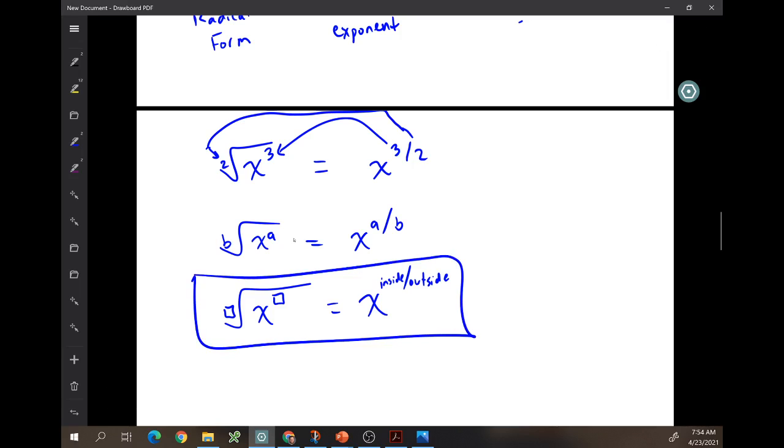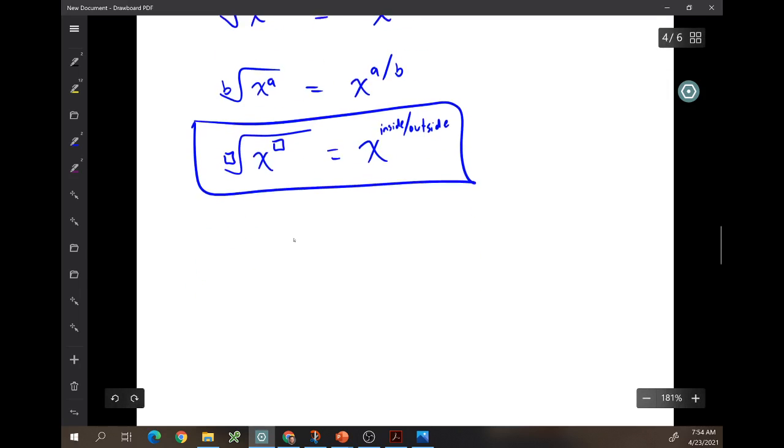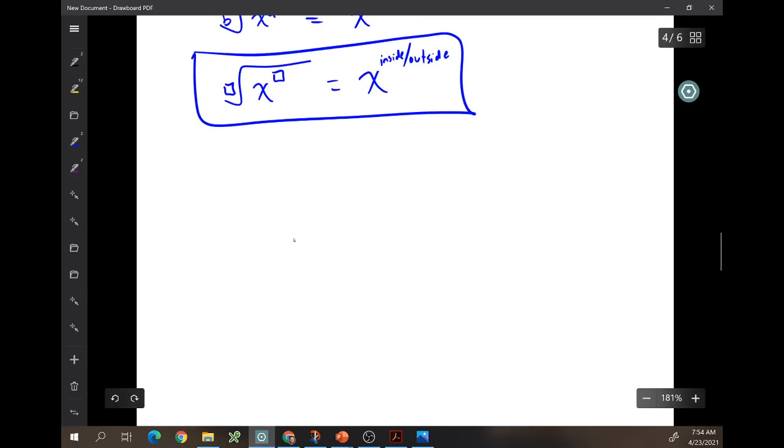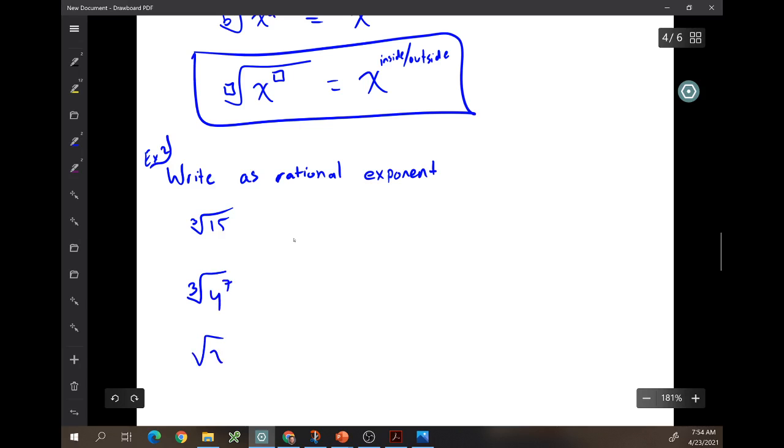And you can convert it either way. Our homework is going to ask us to do both. So they might say, write as rational form or as a rational exponent. Right, so there could be an example. Maybe they give us the cube root of 15. And then maybe they also give us, say, the cube root of y to the 7th. Maybe they do an easy one. They just say, hey, square root of x.